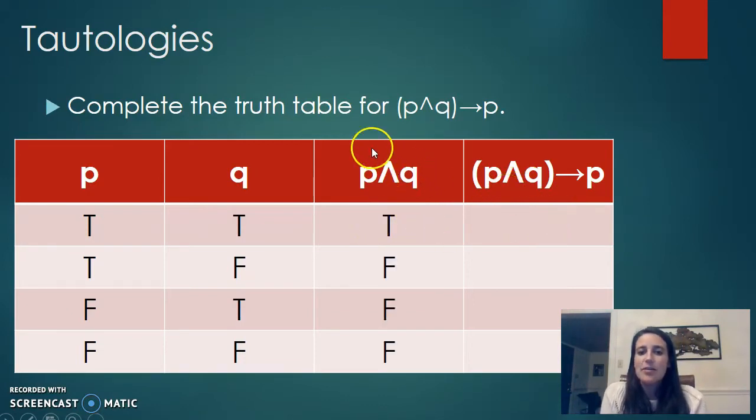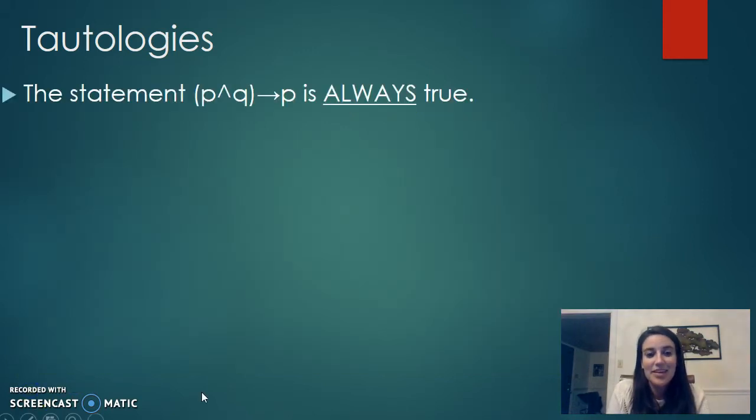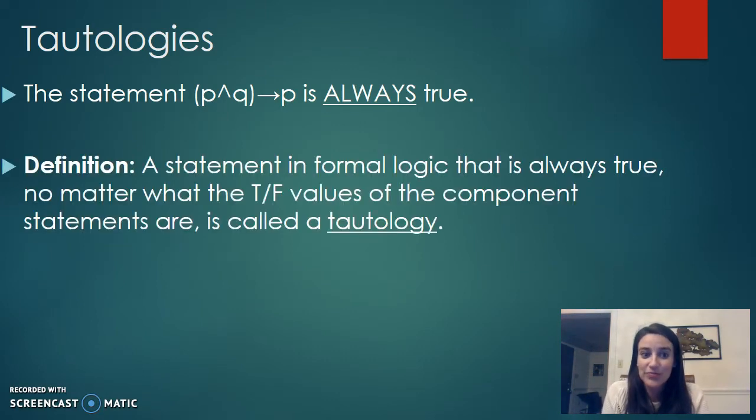And for the implication, P and Q is going to act like the if part of the implication, and P is going to act like the then part. So we're looking in row 1 at true implies true, which is a true statement. And in the remaining rows, P and Q is false. And recall that when the if part is false, the implication is vacuously true. So the statement P and Q implies P is always true.